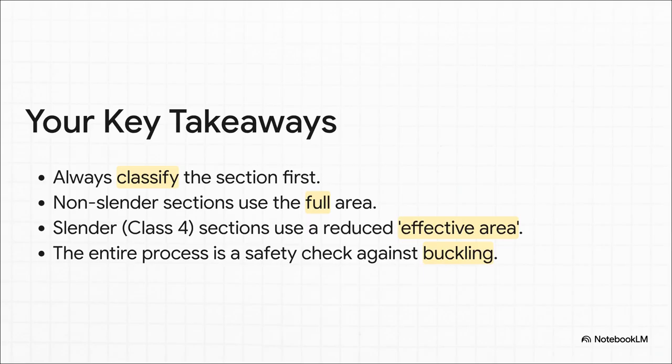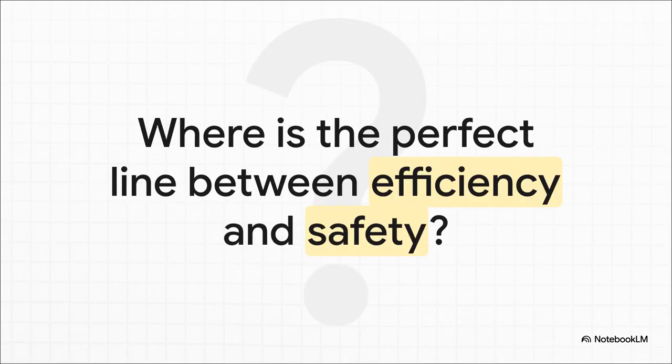And this whole process, especially that idea of an effective area, leaves you with a really interesting thought. It's a perfect snapshot of the constant balancing act engineers perform every single day. They have to be efficient with materials to keep costs and weight down, but they can never, ever compromise on safety. It really makes you wonder, where is that perfect, invisible line between getting the most out of your material and guaranteeing it will be absolutely safe?